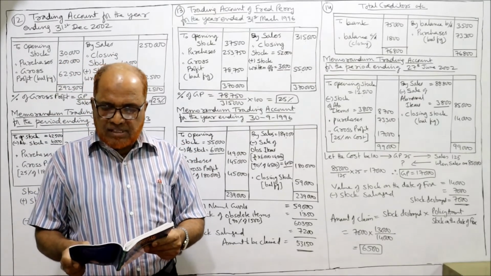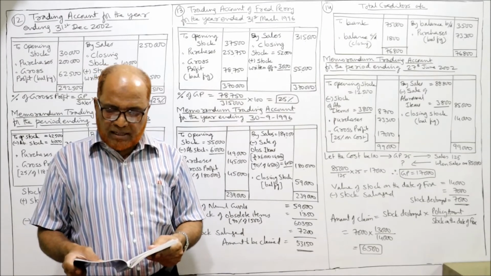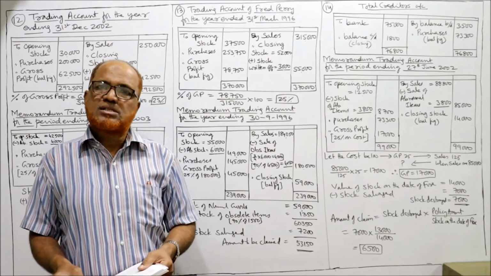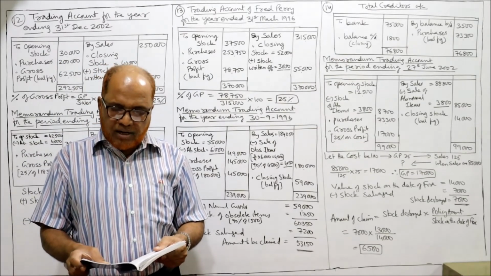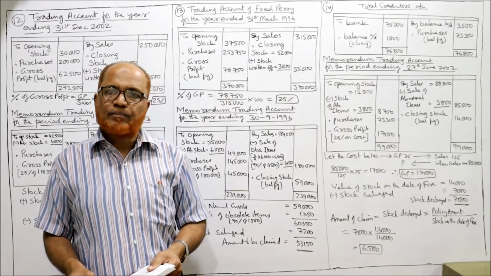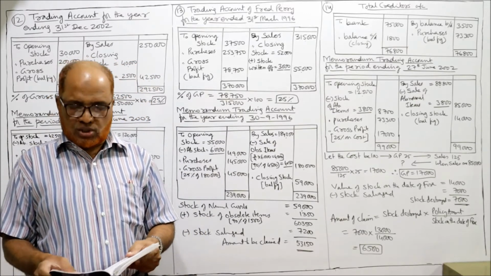Then a physical check of the stock after the fire showed that items undamaged were 7,000. Undamaged का मतलब salvaged. Salvage items 7,000. The normal rate of gross profit is 25% on cost. तो GP का rate दे दिया, not on sales but on cost.